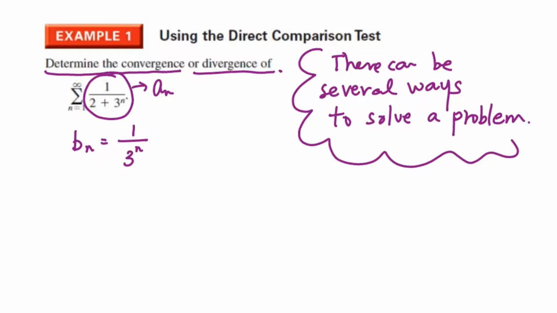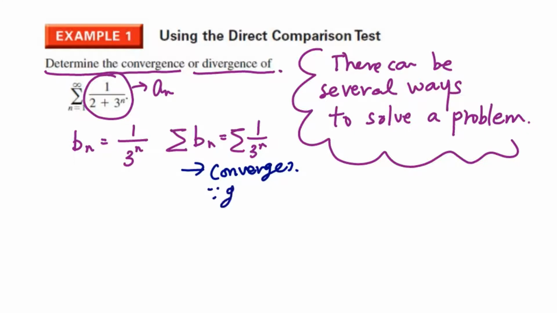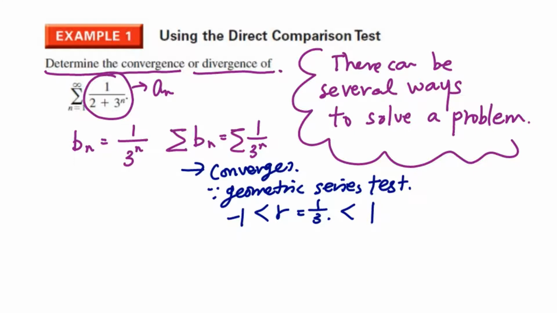So how about the sum of b_n? That's the sum of 1 over 3 to the nth power. Does it converge or diverge? It converges because of the geometric series test. r is 1 over 3, so that's less than 1 and greater than negative 1, so it converges.